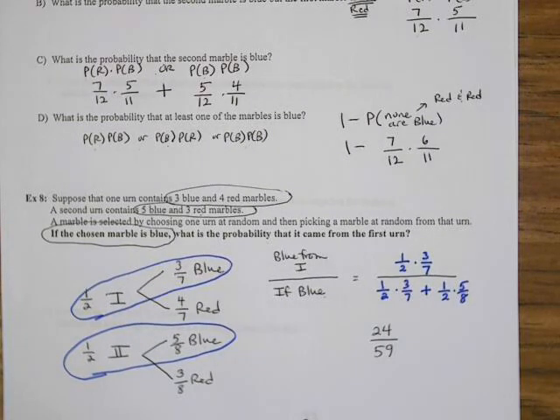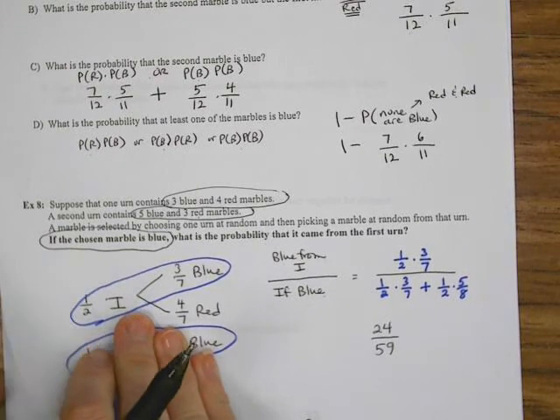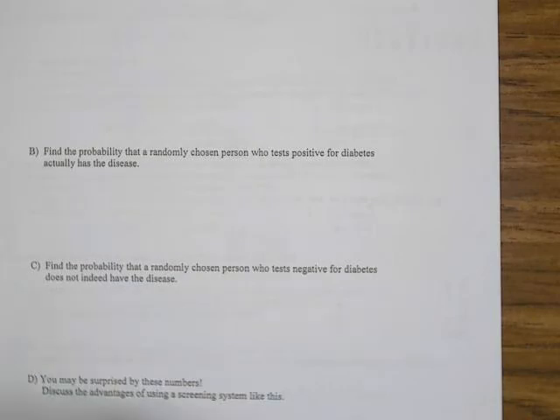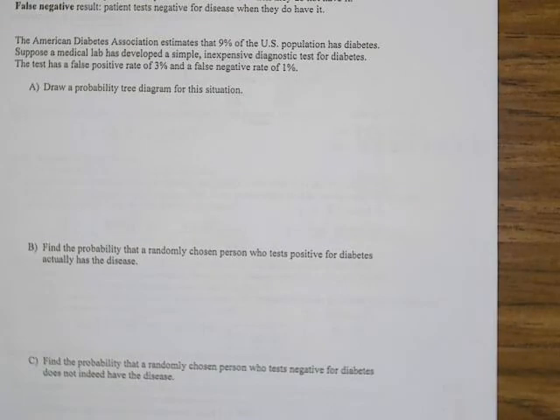Okay. Let's take another look at one of these problems where we can make a tree. It's a medical screening problem. It says most medical tests occasionally produce incorrect results.